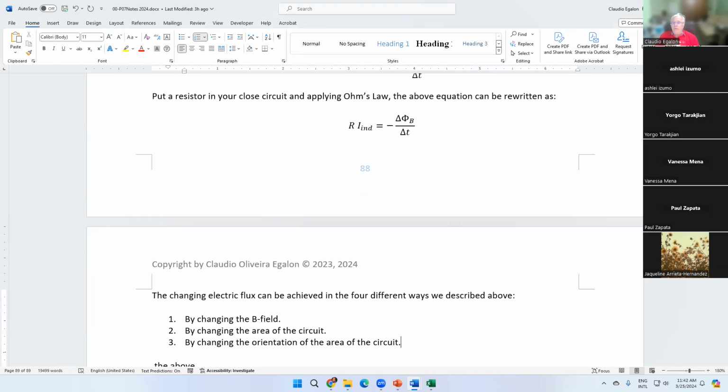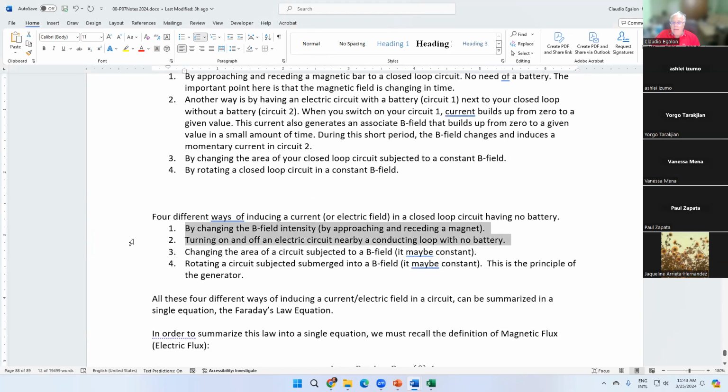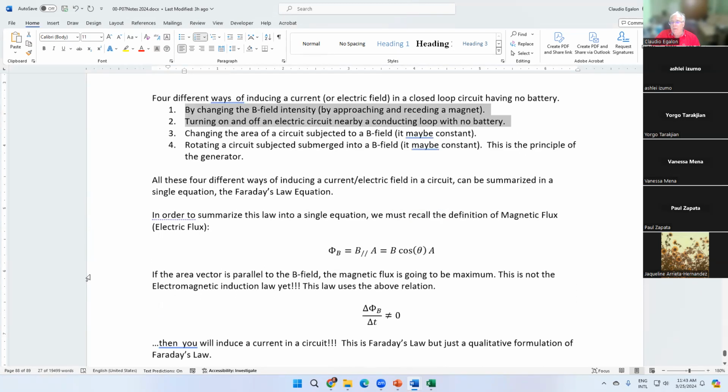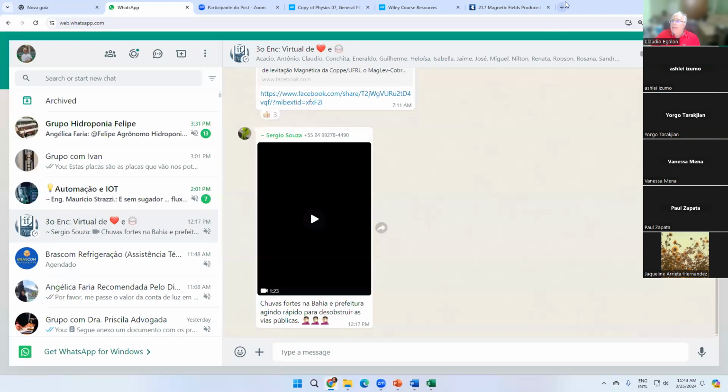So the four ways that I described above are in reality three different ways. The first two ways that I described were exactly this one. Remember, going back here, by changing the B field intensity, by turning on and off a nearby electric circuit conducting loop with no batteries, I'm changing the magnetic field. So it's not four different ways, but three, because those two are exactly the same thing. Those are the ideas that you have to keep in mind to understand electromagnetic induction.